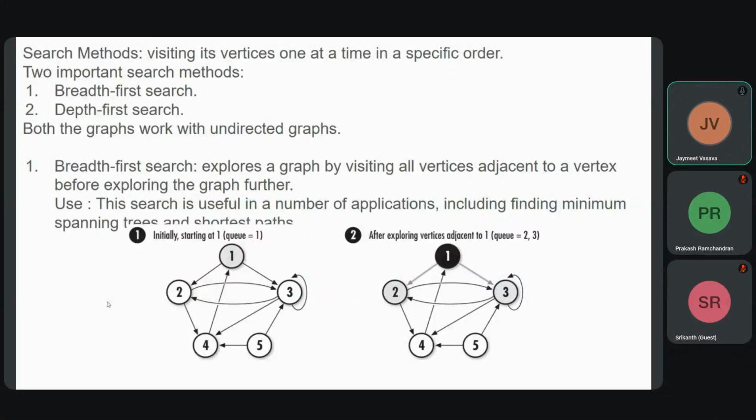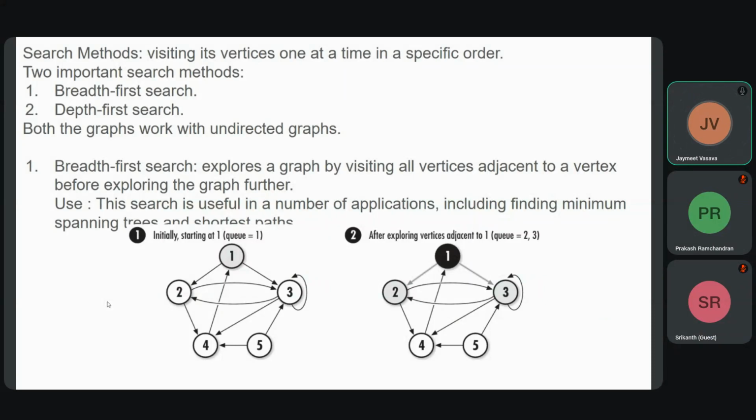Breadth first search explores a graph by visiting all the vertices adjacent to a vertex before exploring the graph further. Breadth first search is used in a number of applications, including finding minimum spanning trees and shortest paths.